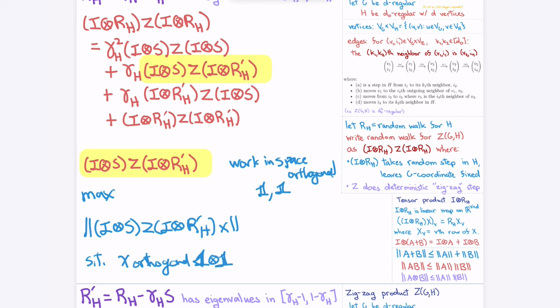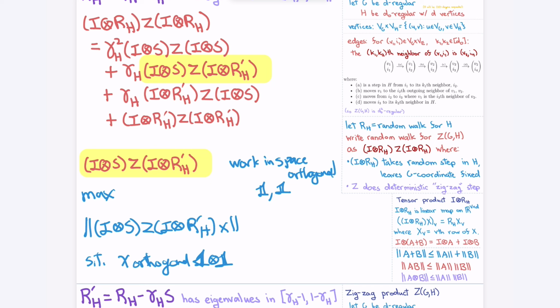Okay, so the eigenvalues of this are going to look like eigenvalues of I, which are all 1, times eigenvalues of RH prime. And RH prime, what's the biggest eigenvalue? Yeah, it's 1 minus gamma h, because we ripped out a small piece. So you're going to get a 1 minus gamma h term here.